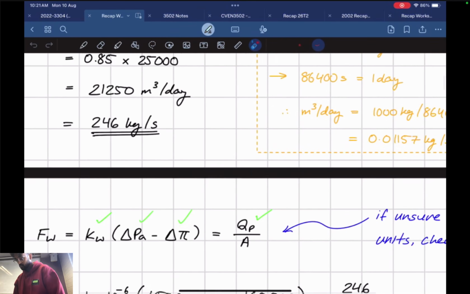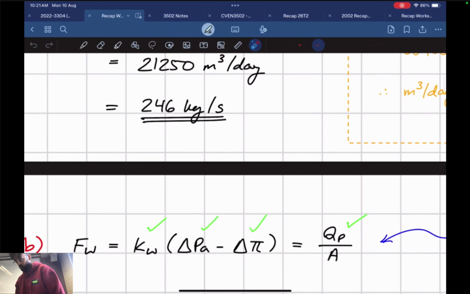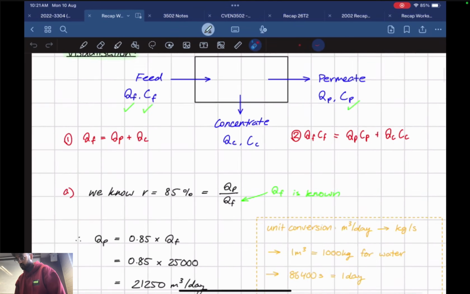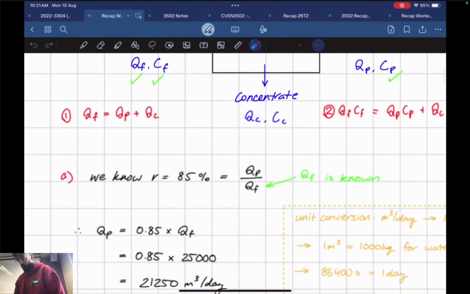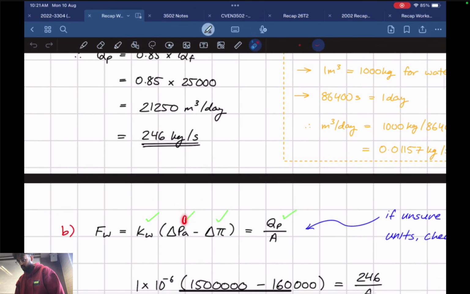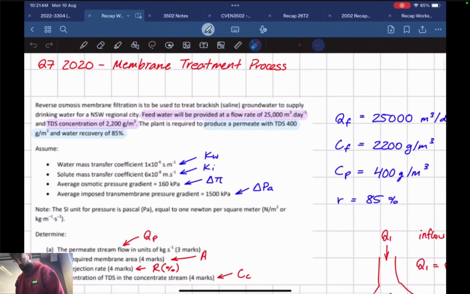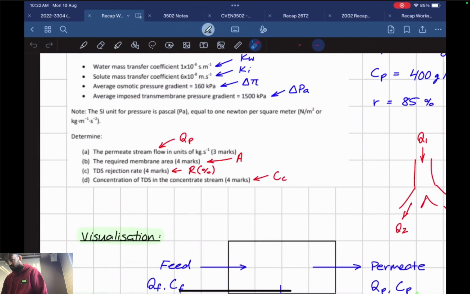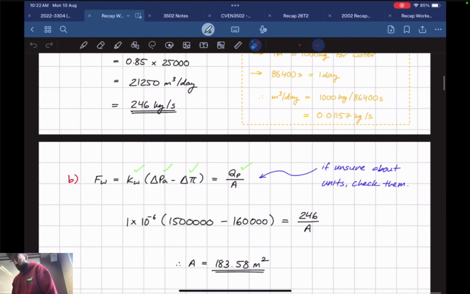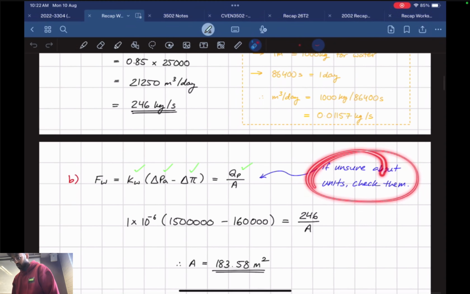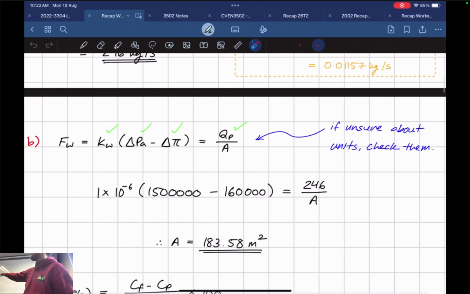Here it is. So we know KW, given to us in the question, that's the water mass transfer coefficient. PA, also given to us, imposed transmembrane, whatever that means. I'm going to go through this in a bit, but essentially just sub in your numbers and rearrange for A. Any questions?